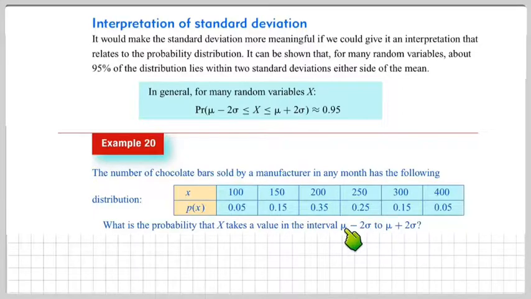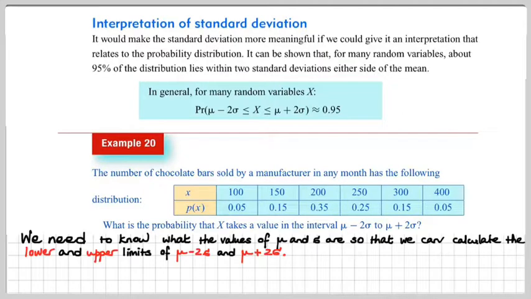Then once we've got sigma and mu, we can work out mu minus 2 sigma and mu plus 2 sigma, and then we've got a range within which we work out the probability that x would fall. That's the idea. If you didn't get all that, just take it step by step. First work out mu, then the variance, then the sigma. We need to know the values of mu and sigma so that we can calculate the lower and upper limits there. You get that?